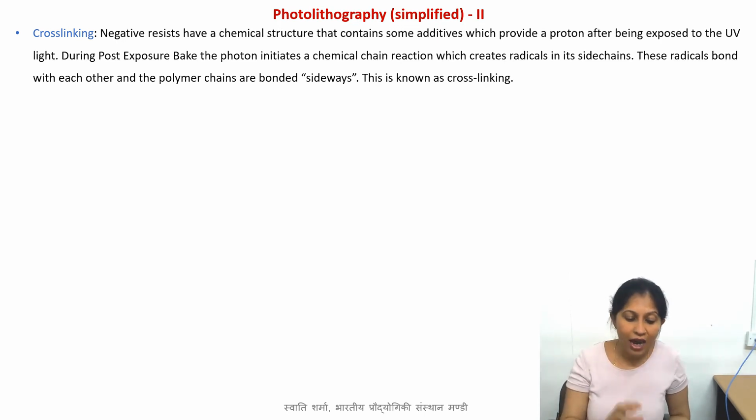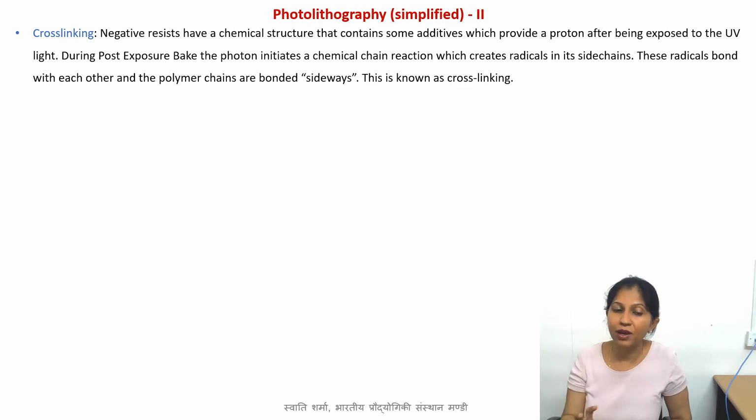So now what happens when we expose this material to the UV light? Then a proton is generated. This proton goes and hits the weak bond. Let's say, for example, an epoxy bond. I'm taking the example of an epoxy bond because this is the bond which is present in many commercially available photoresists, which are typically phenol formaldehyde resins, especially the negative resist that I'm talking about.